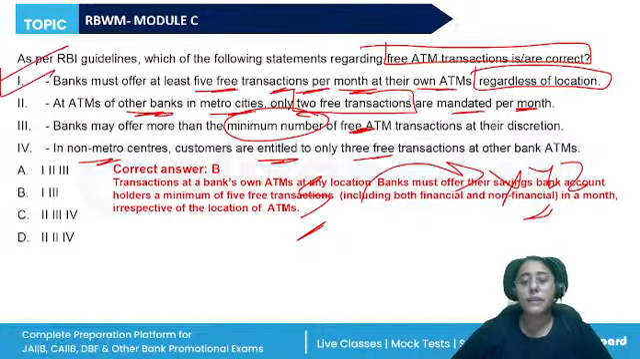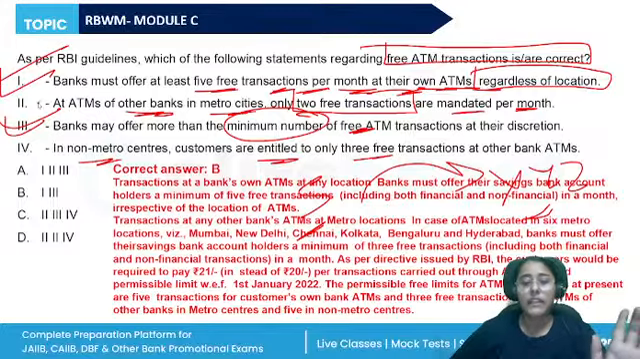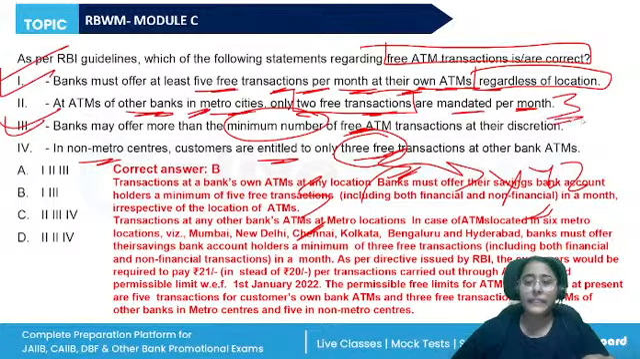5 free transactions per month at the own ATM regardless of the location. And the banks can offer more than the minimum number. They can offer more. Maximum is not mandated, only the minimum free transaction is mandated. In the non-metro location, not 3, but 5. And at other banks in metro cities, no, 3.